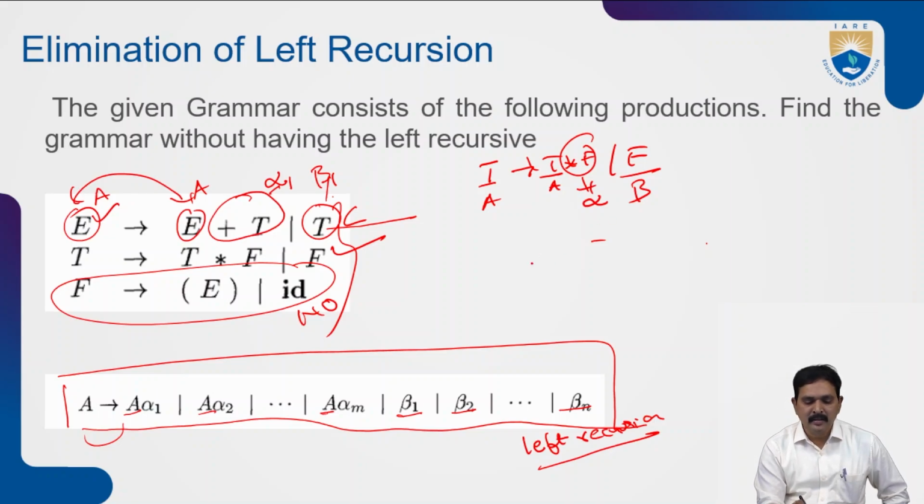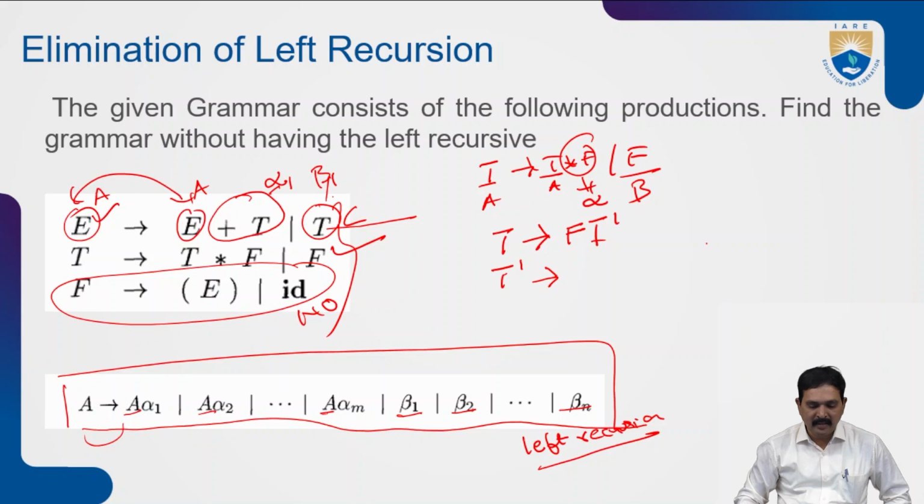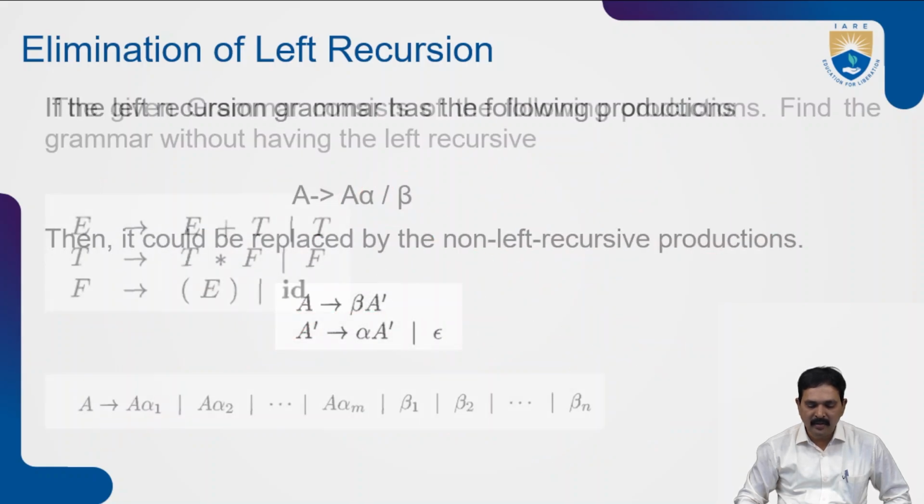This is capital T. So I am trying to define the new productions that are non-left recursive. First, T implies beta, and F is the beta, then T dash. So what is T dash? T dash becomes, as per the values, the alpha only.